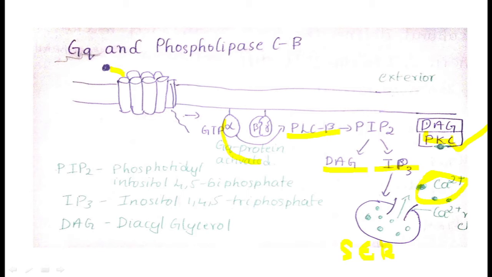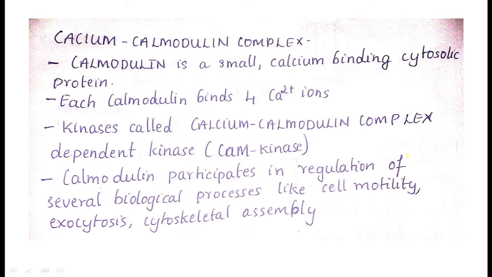Next, this is very important, the calcium calmodulin complex. Calmodulin is a small calcium binding cytosolic protein. First of all, what is calmodulin? Again, questions are asked based on this. Calmodulin is a protein which binds to calcium. Each calmodulin binds 4 Ca2+ ions. Kinases called calcium calmodulin complex dependent kinases. So you have one calmodulin molecule to which we have 4 calcium ions attached.